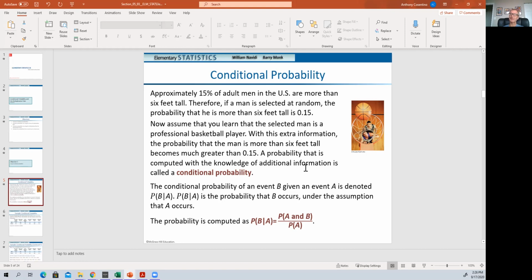But what happens if we change the sample size exactly? And instead of using all men, we use basketball players. And you would think that that would have definitely a different probability of those men being greater than 6 foot. And that's what we mean by conditional, where the question would be, what is the probability of a man being greater than 6 foot given he's a basketball player? And that's what we mean by conditional.